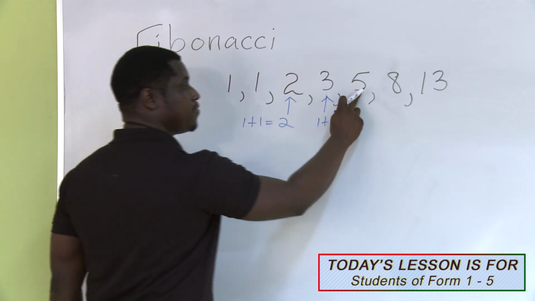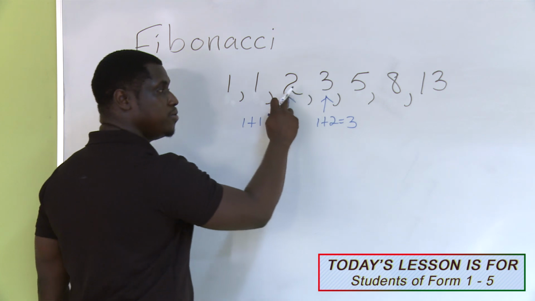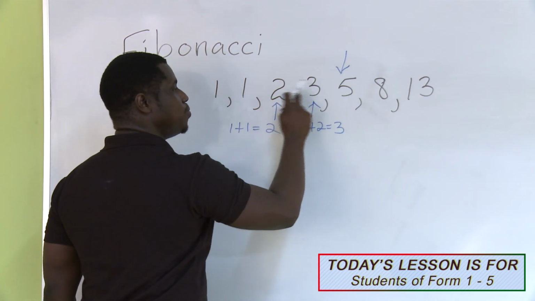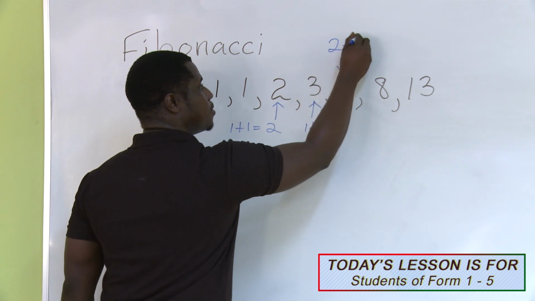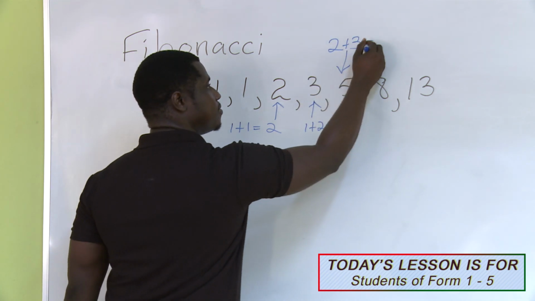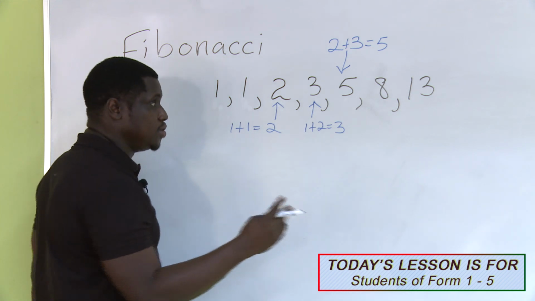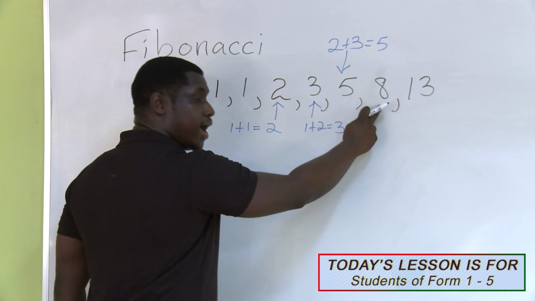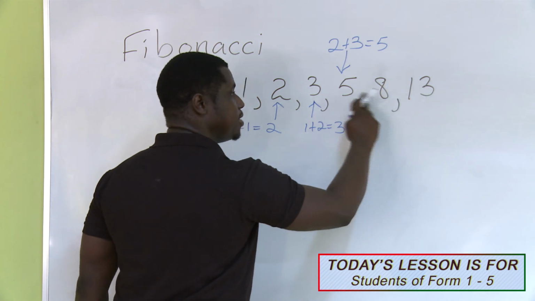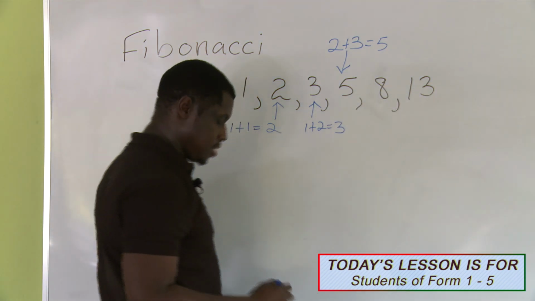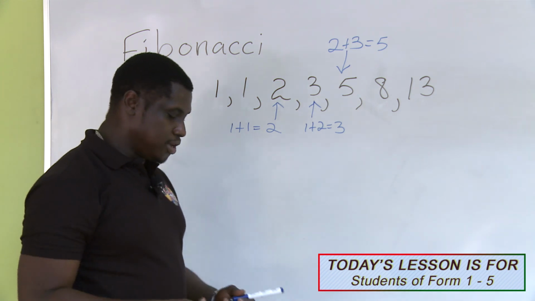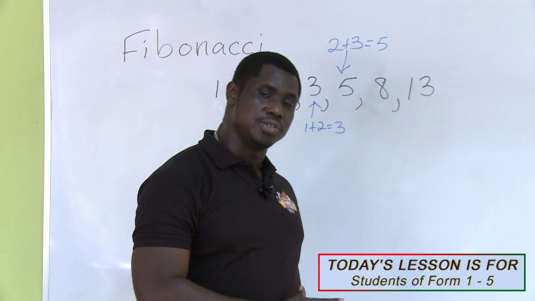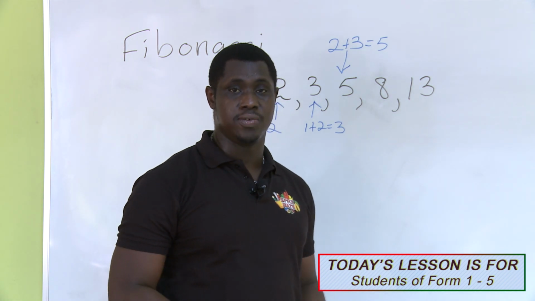And then to get 5, I'm going to add the 2 previous terms. So to get 5, I'm going to add 2 plus 3. Again, as we continue, to get 8, I add 5 plus 3 to get 8. And to get 13, I add 8 plus 5 to get 13. All right? So in order for us to determine subsequent terms, we would have to add the two previous terms in the sequence, for the Fibonacci sequence.